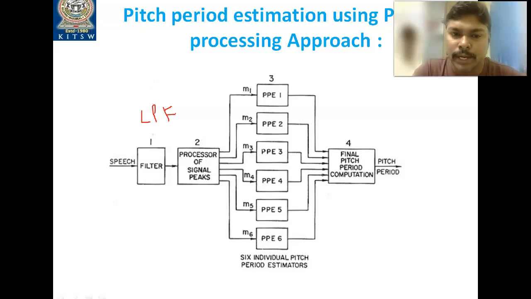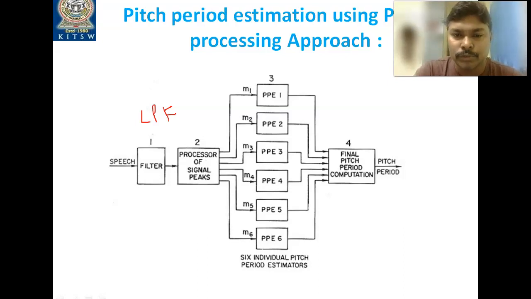At the output of the first block we will see the filtered speech signal. That filtered speech signal we are giving to the processor of the signal peaks, which could contain peaks. Now we are going to assign notations like M1, M2, M3, M4, M5 and M6. So in this example we have divided it into the 6 peaks, M1 to M6. That is a very important consideration here. After dividing that, we give it to the third block, which is the identical parallel processing estimators.